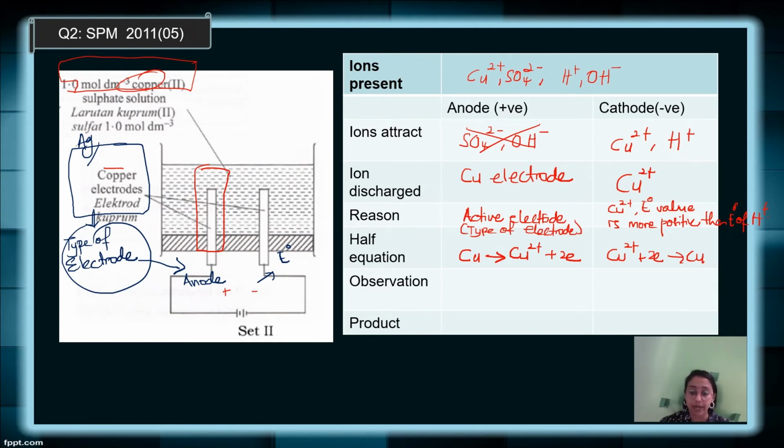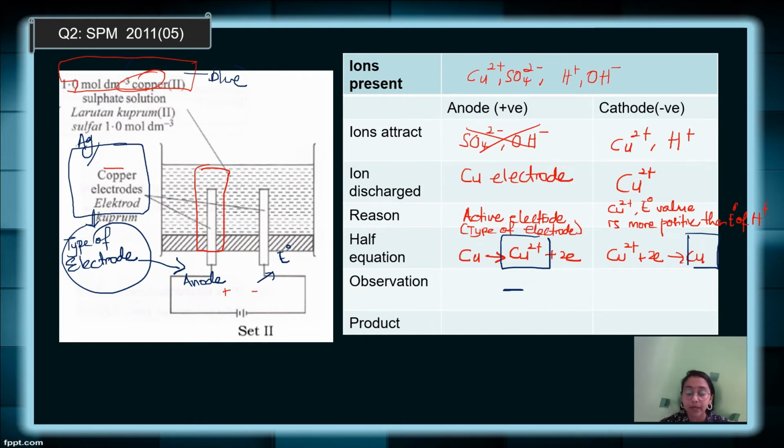So now we're going to write the observation. Look at the product formed. When you want to talk about observation, as I told you just now, you have to mention the color. Remember, here we are using copper 2 sulfate solution. Copper 2 sulfate is already blue. So do you think you will see any differences in the product formed? Because it is also copper 2, the blue is also forming blue. So you won't see any changes at the anode. Hardly can you observe it.